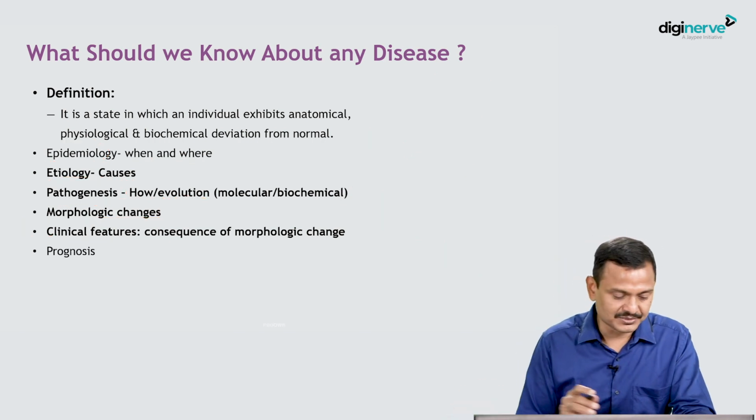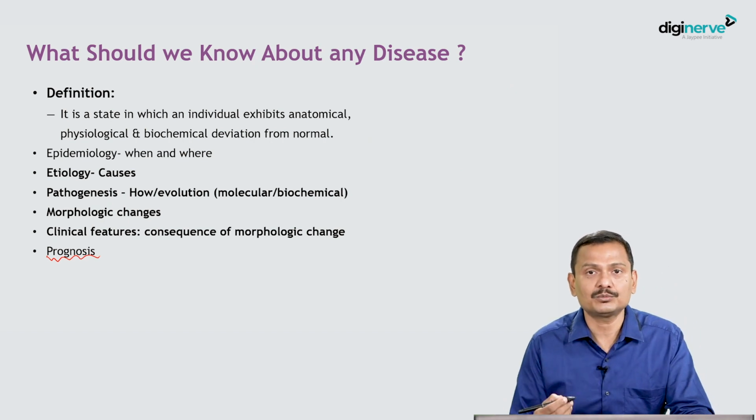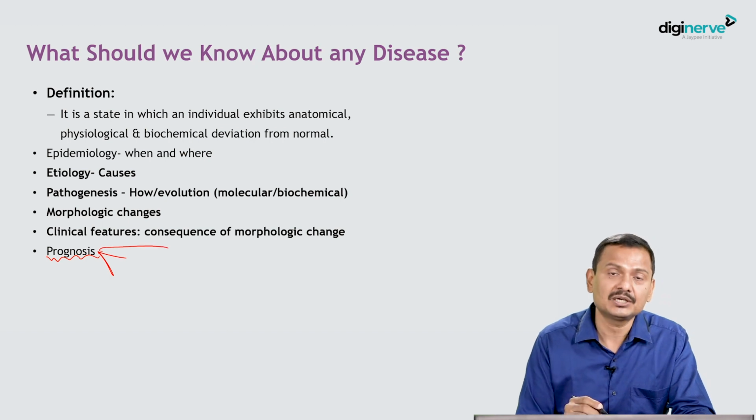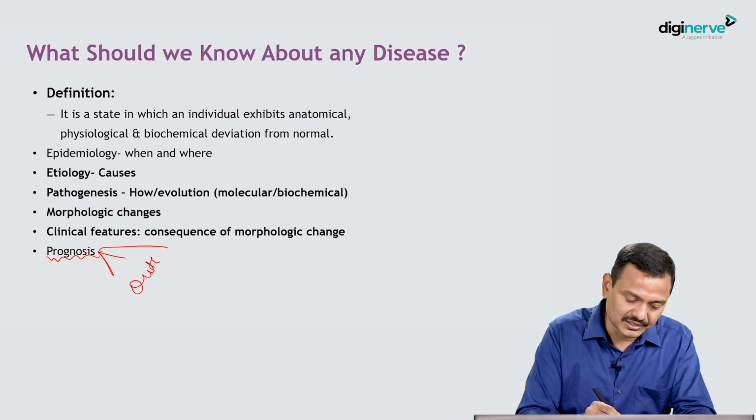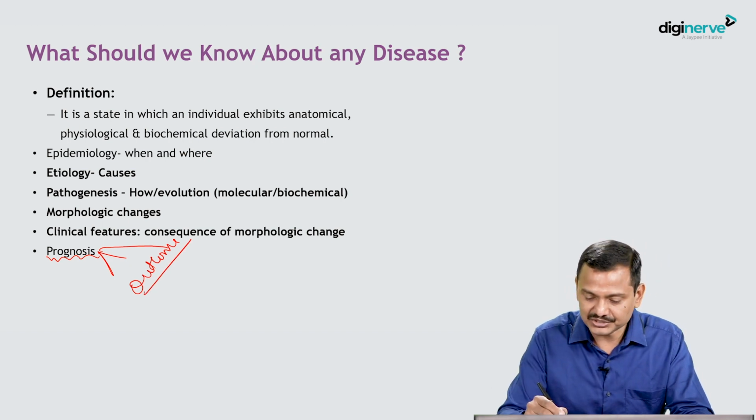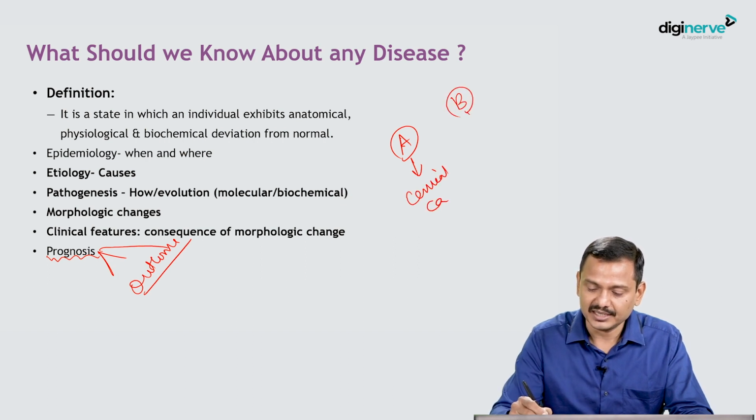Okay, next comes the prognosis. I have already told you, prognosis means how the tumor will behave or how the inflammation will behave, what will be the treatment, what will be the outcome. Now let's say, for example, a patient A has a cervical carcinoma, whereas a patient B has a pancreatic carcinoma.